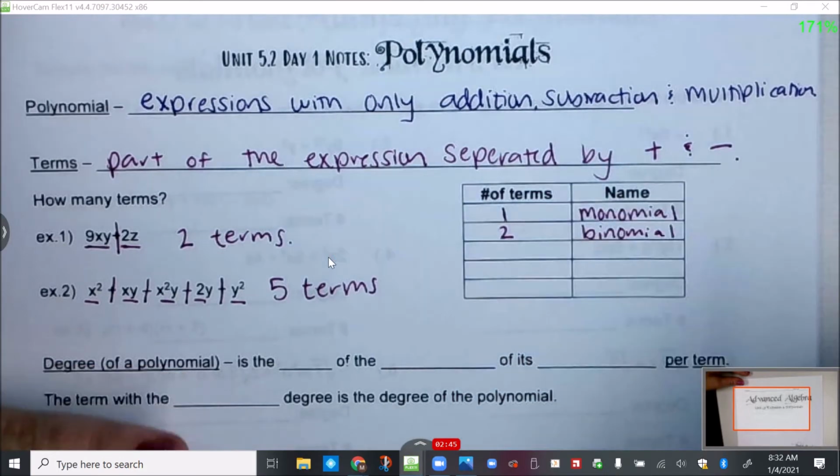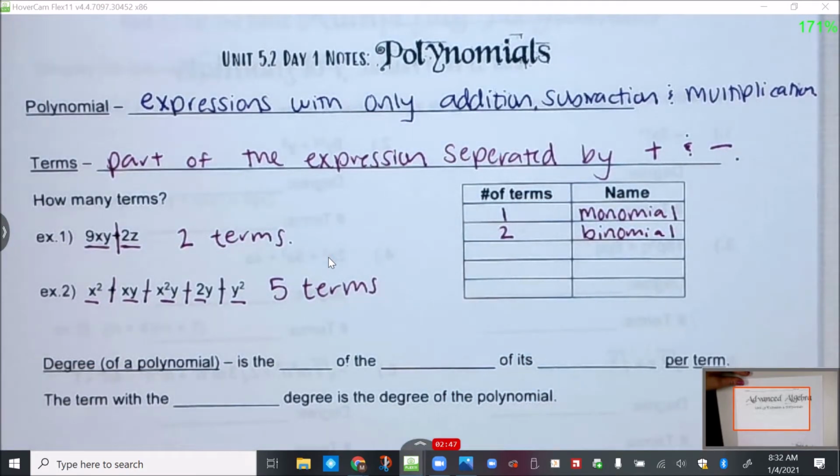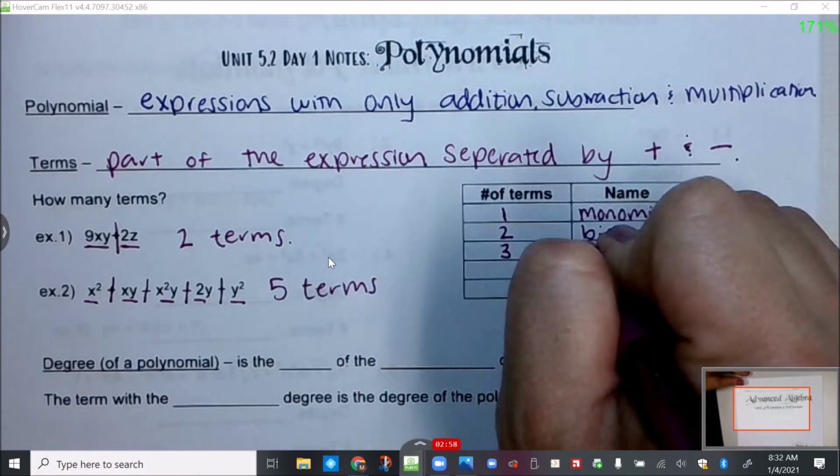Okay, why do they call a bicycle a bicycle? Because it has 2 wheels. Bi means 2. Why do they call a tricycle a tricycle? Because it has 3 wheels. So this would be a trinomial.